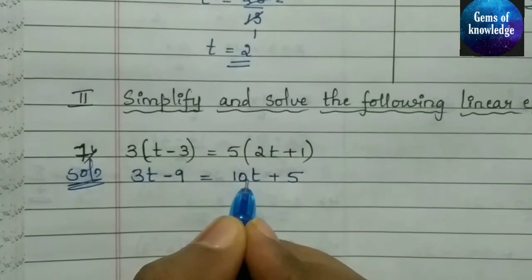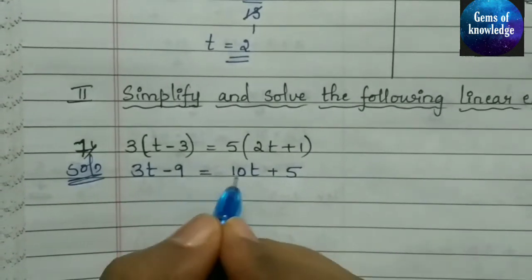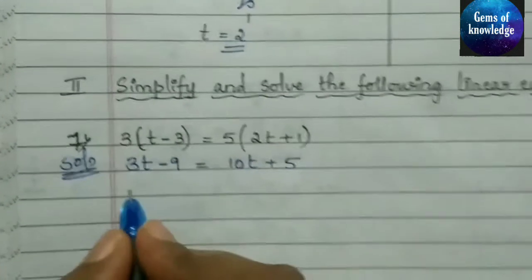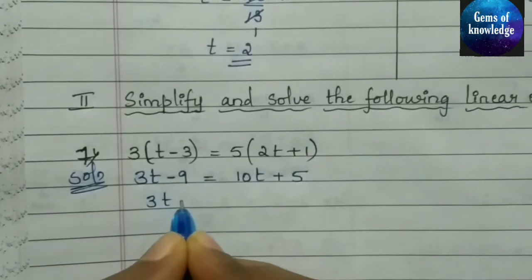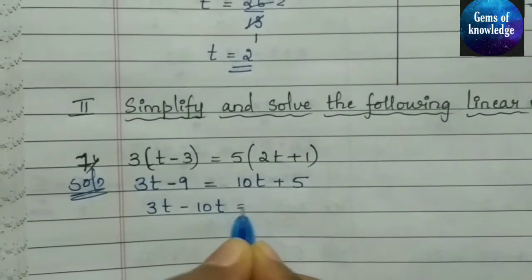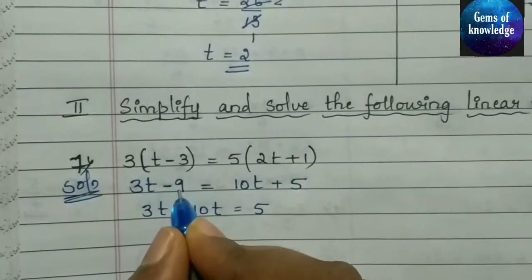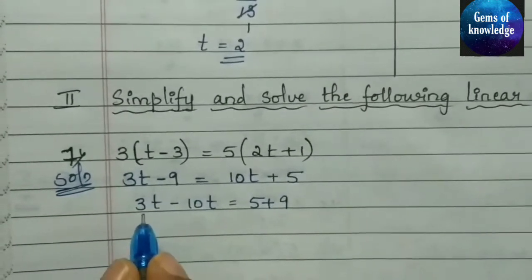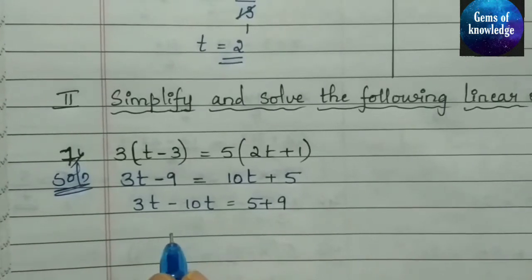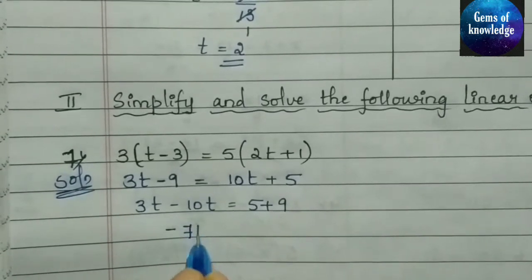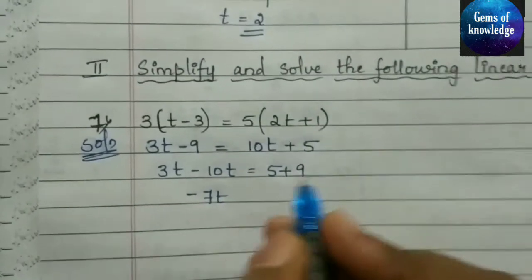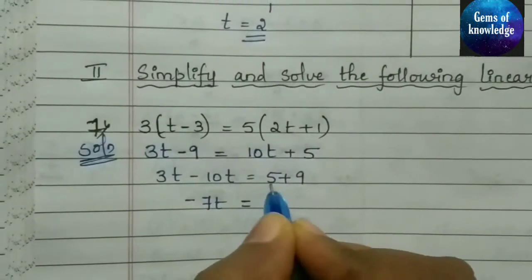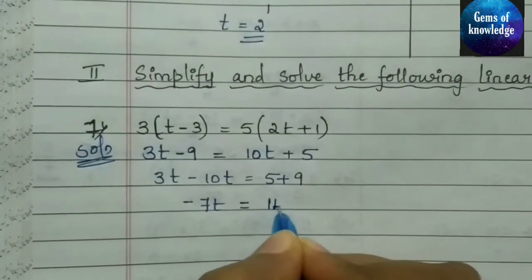Next, what we have to do here is interchange the numbers. So it will become 3t minus 10t, which is equal to 5, and we have to bring this minus 9 to this side. It will become plus 9. So 3t minus 10t is nothing but minus 7t, which is equal to 5 plus 9, which is nothing but 14.